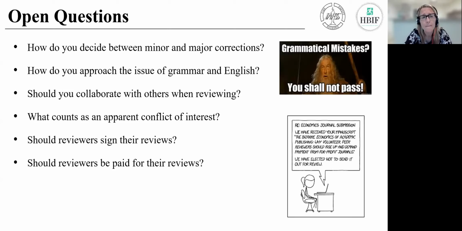And finally, should reviewers be paid for their reviews? I have a little comic there that highlights that question.